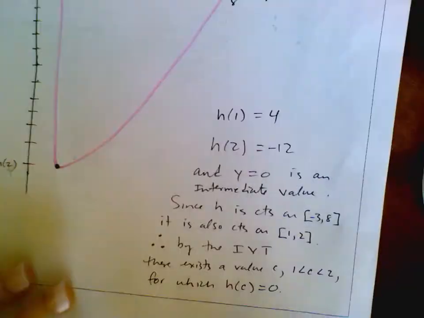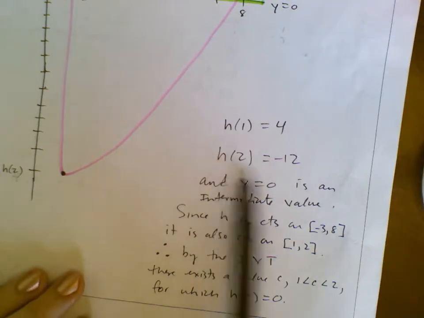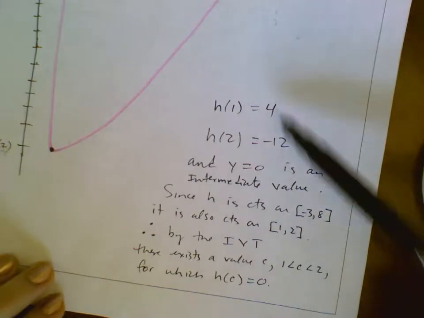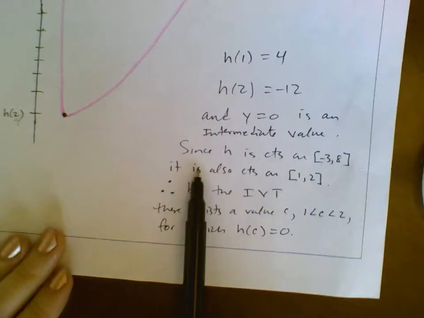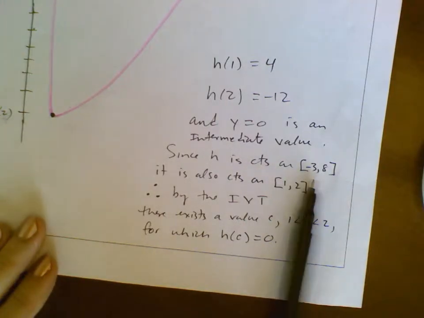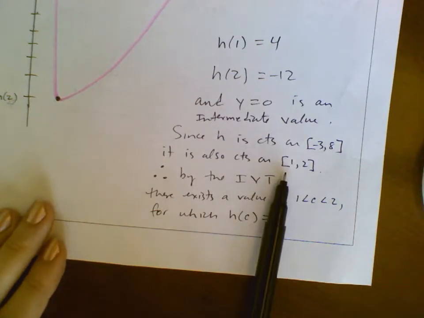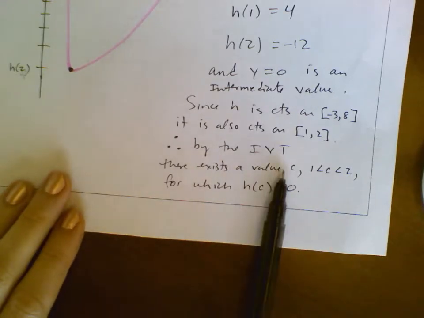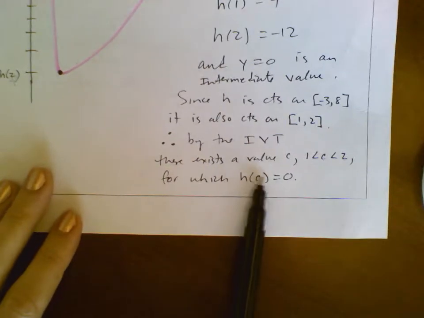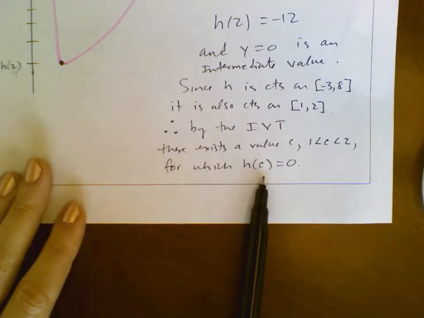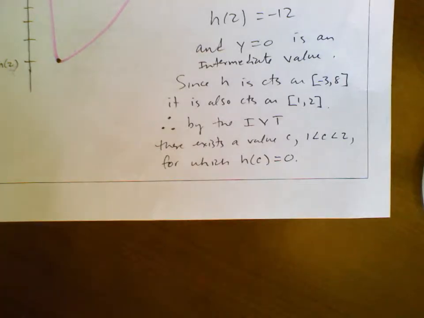Okay, let me just read it. So H of 1 is 4, H of 2 is negative 12, and Y equals 0 is an intermediate value, meaning that 0 is between 4 and negative 12. Since H is continuous on negative 3 to 8, it is also continuous on 1 to 2. Therefore, by the intermediate value theorem, there exists a value C between 1 and 2 for which H of C is 0. Okay, and H of C equals 0.